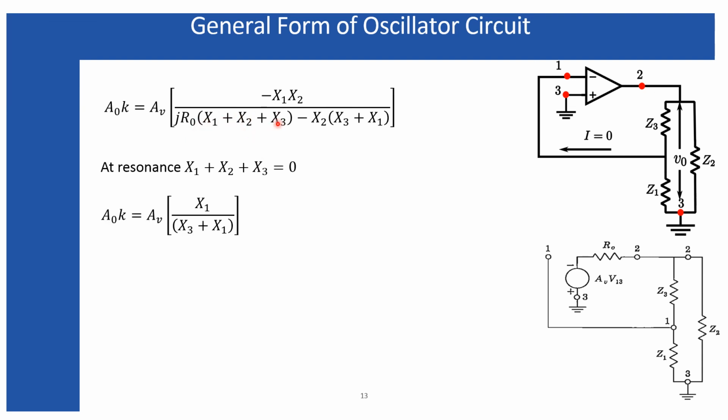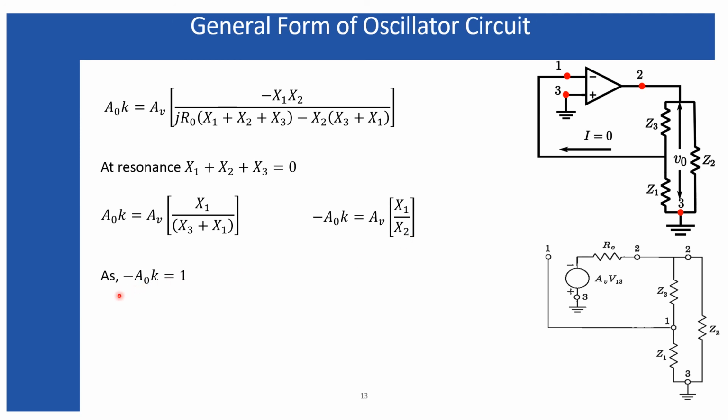So that will keep only this minus X2 times (X3 plus X1) in the circuit, and finally from this expression, X2 plus X3 plus X1 can be replaced by minus X2, and upon replacement and taking the minus on the other side, we are getting this expression. So A0 k is equal to minus Av times X1 divided by X2.